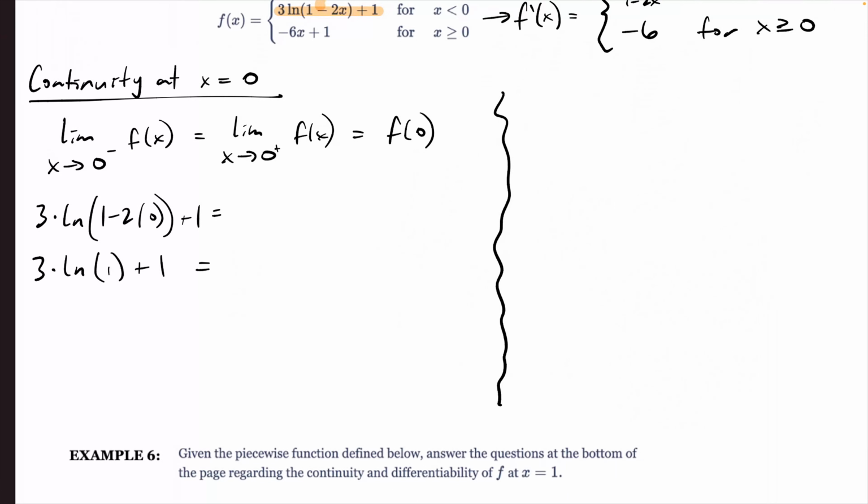Why is it 0? I'll show you why. Natural log is really just log with a base of e. So really what they're asking is e to what power makes 1? Anything to the 0 power makes 1, so it has to be 0. That's why it's 0. So 3 times 0 plus 1, so we get 1.